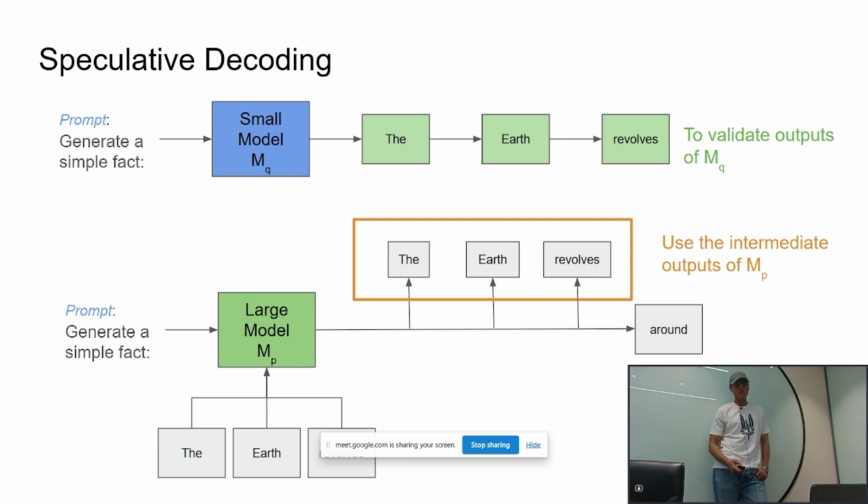So the point is, if the larger model says that around before around you should have revolves, and the smaller model also says that it's revolves, that means this is correct. So this is the general idea of speculative decoding. Now, how does it really help us to speed up?